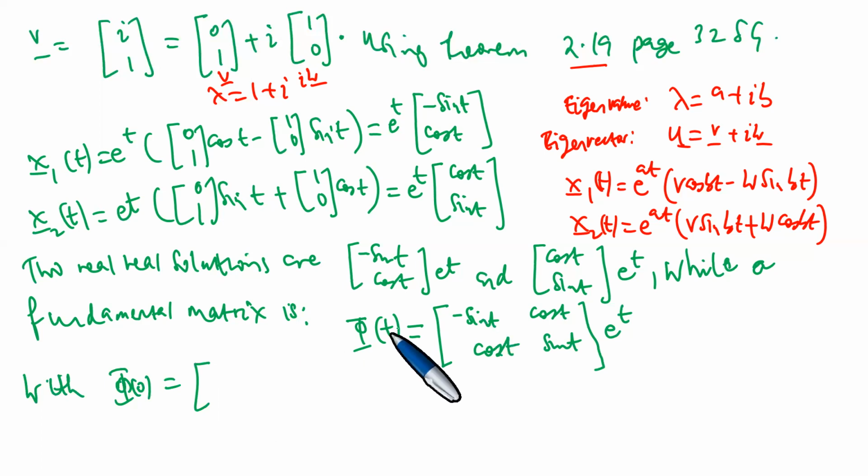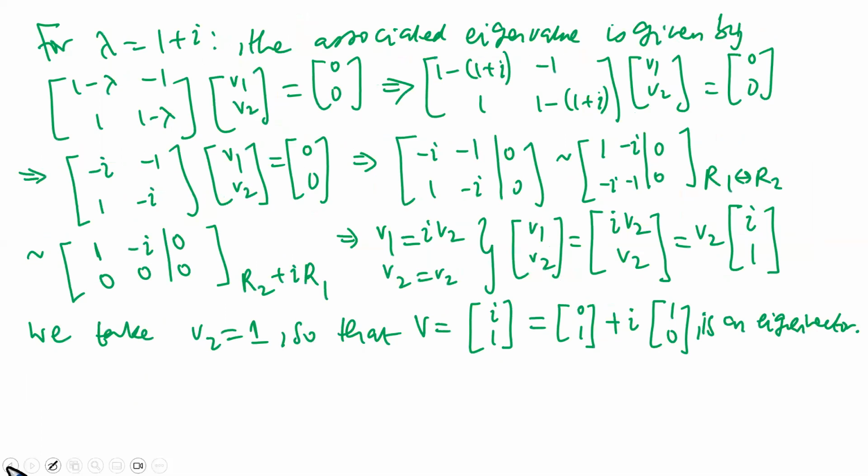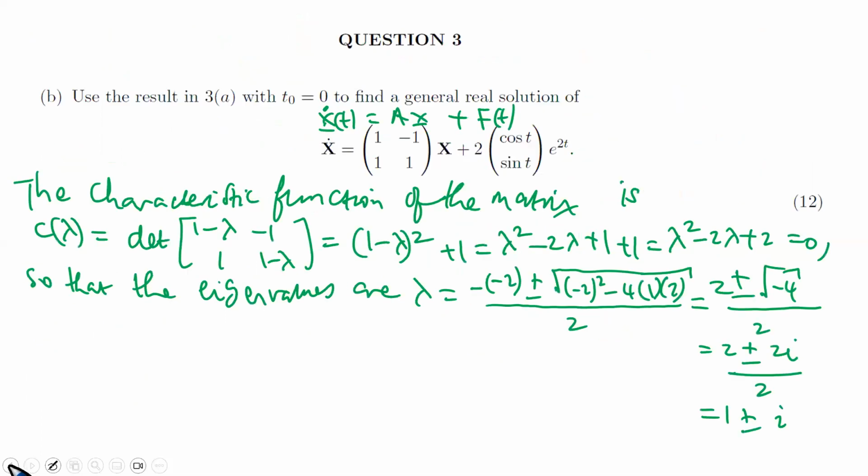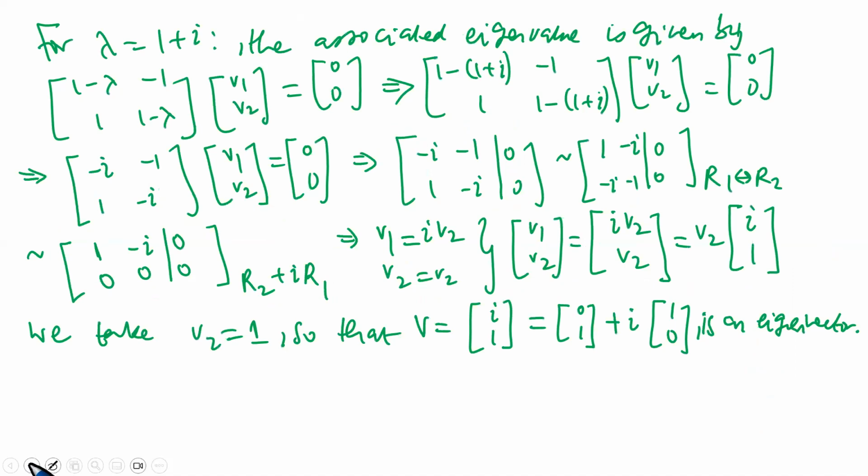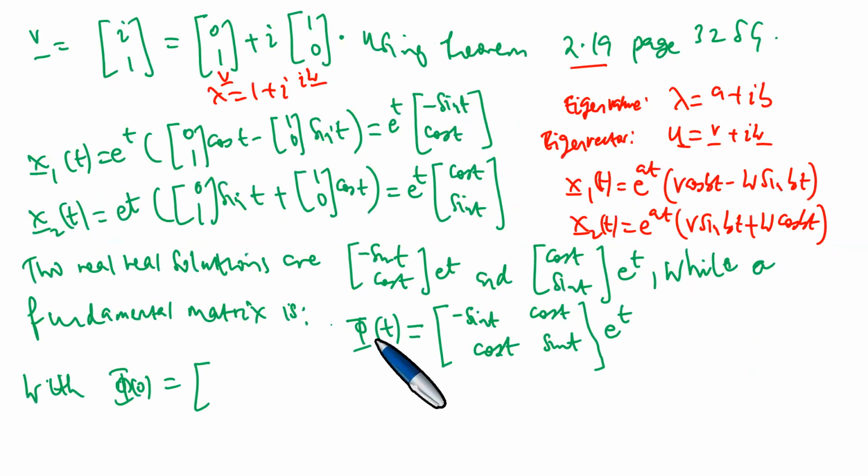Now if we have the initial conditions, what are the initial conditions? Initial conditions x0. So the t0 is 0. If the t0 is 0, then you put 0, and this becomes 0, 0.